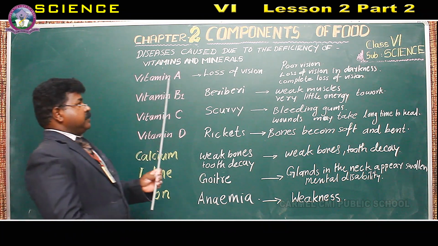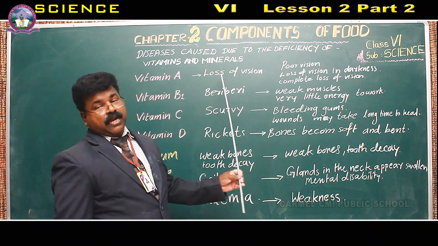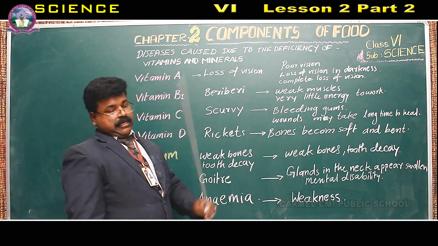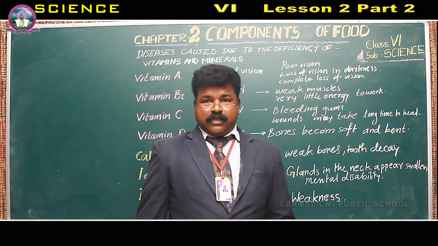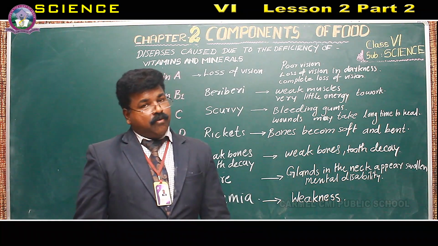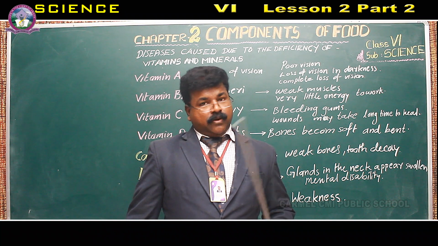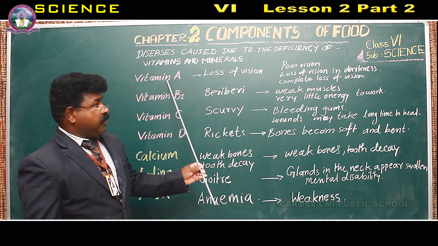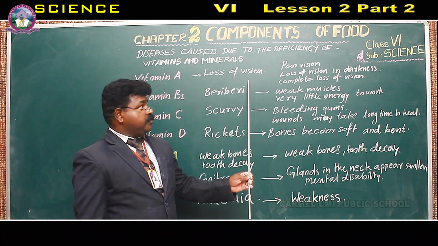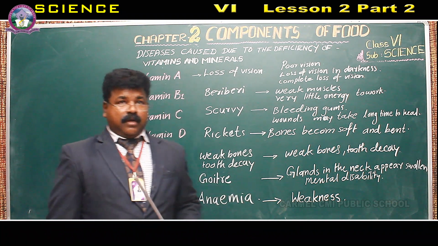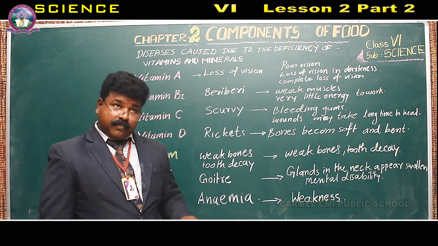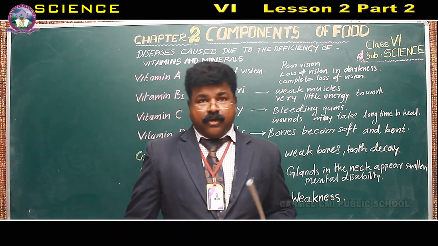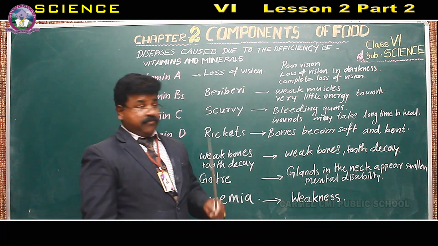Vitamin A. What is the effect of vitamin A deficiency in our body? Let us see first. That is loss of vision. Mainly vitamin A is responsible for the proper functioning of our eyes and skin. That you have already studied in the previous class. So if vitamin A is deficient in our diet, that may cause loss of vision. And this loss of vision may not happen completely. Sometimes, as per the variations in the quantity of vitamin A, there may be some defects.